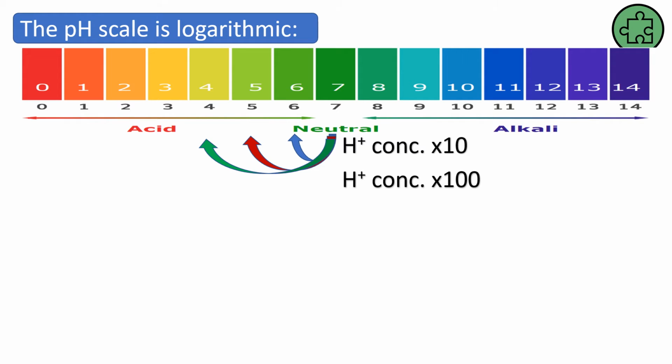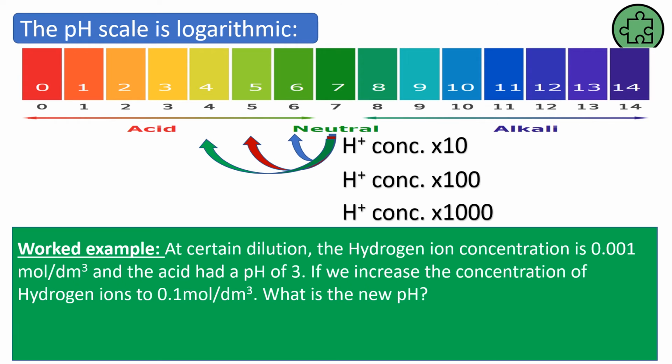And I could go on. If I'm jumping down to pH 4, 10 times 10 times 10, you're looking at 1,000 times more concentrated than pH 7. So this is what it means to be logarithmic. So what would that actually look like? So here's a worked example.